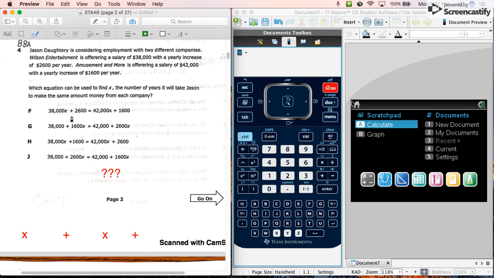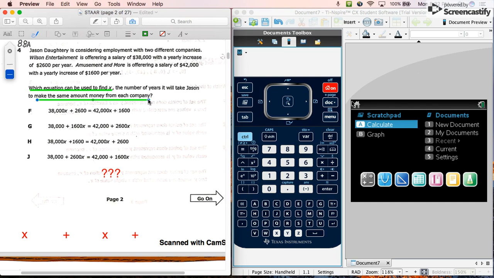Okay, so let's go back and let's highlight what's important. It wants us to choose an equation that we can use to find X, the number of years it will take for Jason to make the same amount of money from each company. Okay, that's what it wants. It wants an equation. It's not asking us to solve the equation. It wants us to write the equation. So what we're going to do is go back and look at the companies' offers.